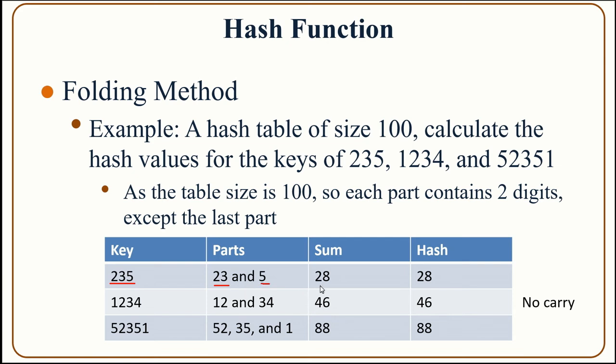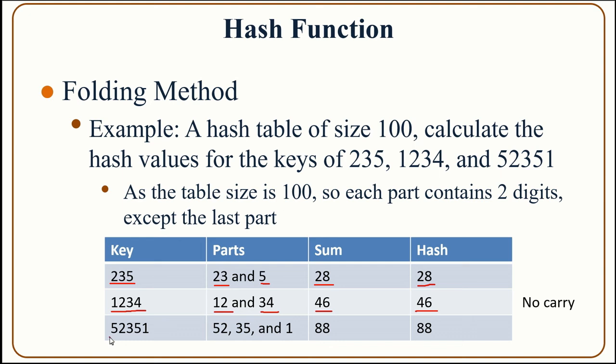We sum them together, we have 28. There is no carry, so the hash value is also 28. Look at the next one, 1234. So we divide this into two parts, 12 and 34. The sum of them is 46. There is no carry. And finally, the hash value is 46 also.